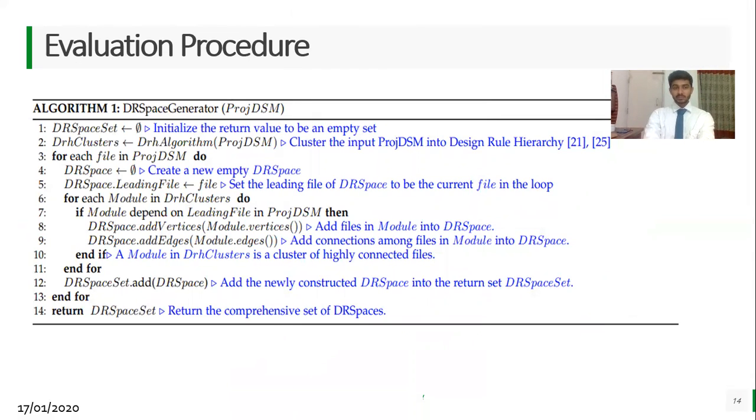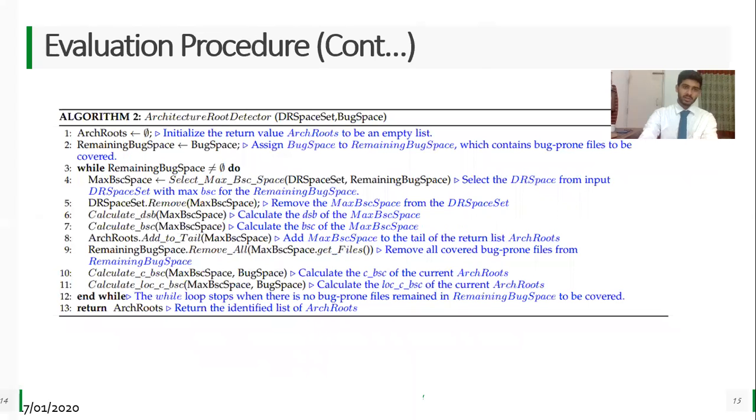Now the paper's evaluation: the root detection is evaluated with their techniques and their space model. This is the evaluation procedure. Algorithm one is the DRS space generator, taking the DSM as input and producing the DRS space set. The second algorithm is the architecture root detector.